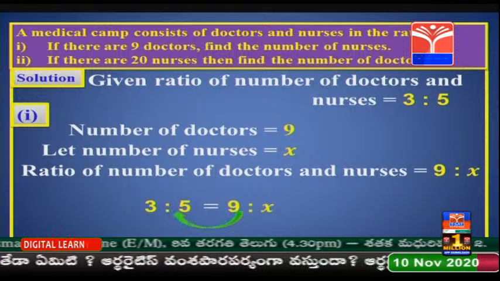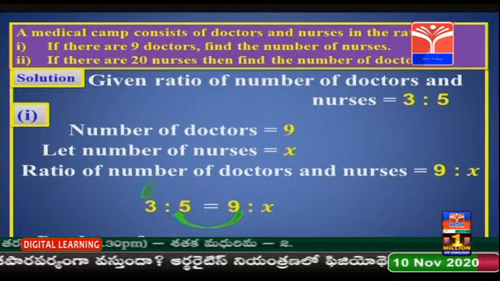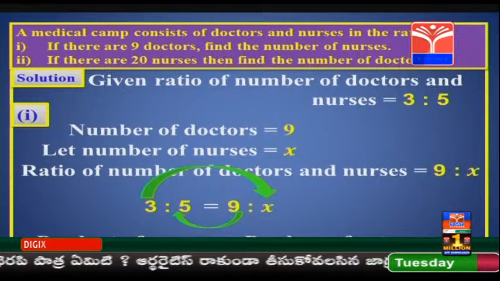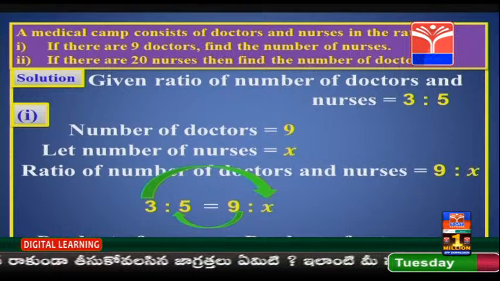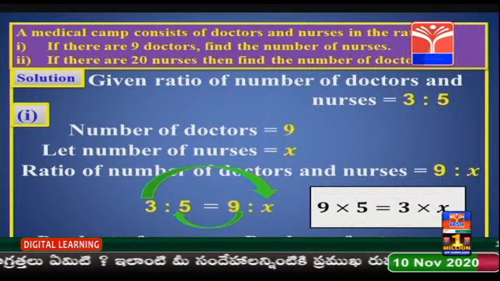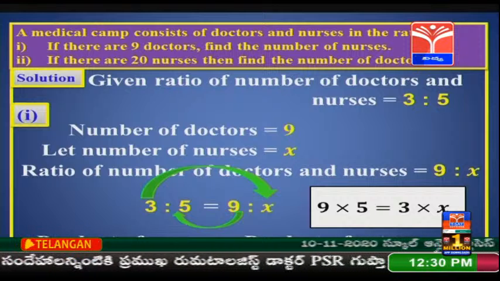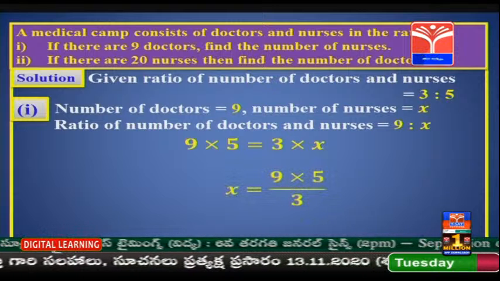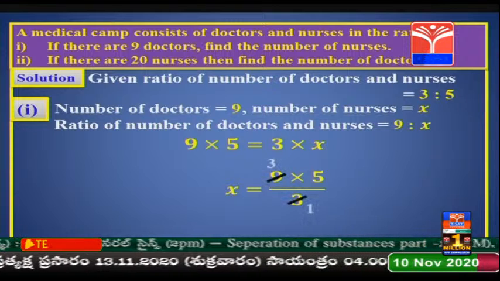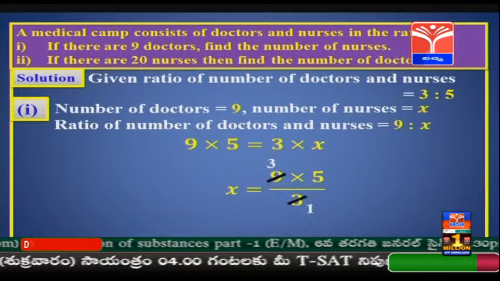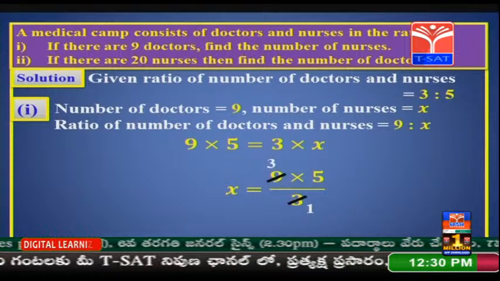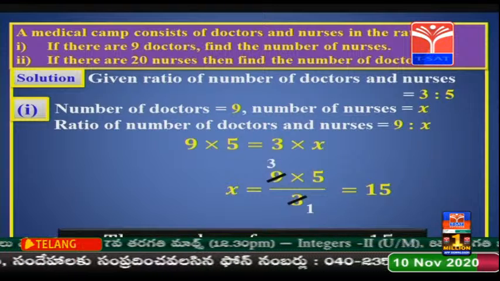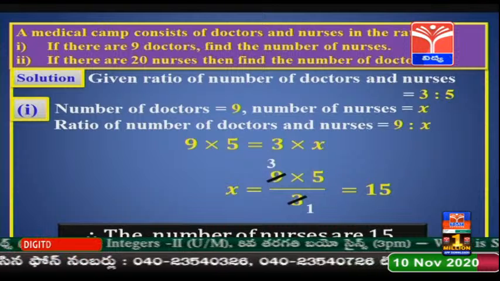Since they are in proportion, I can say product of their means equal to product of their extremes. So, here what are the means? 5 and 9, extremes are 3 and x. Therefore, 9 into 5 is equal to 3 into x. Now, what is the value of x, children, here? Yes, 9 into 5 divided by 3. So, 3 goes 1 time in 3 and 3 times in 9. So, what is left now? 3 into 5. So, x is equal to 15. Hence, we can say that the number of nurses required are 15.